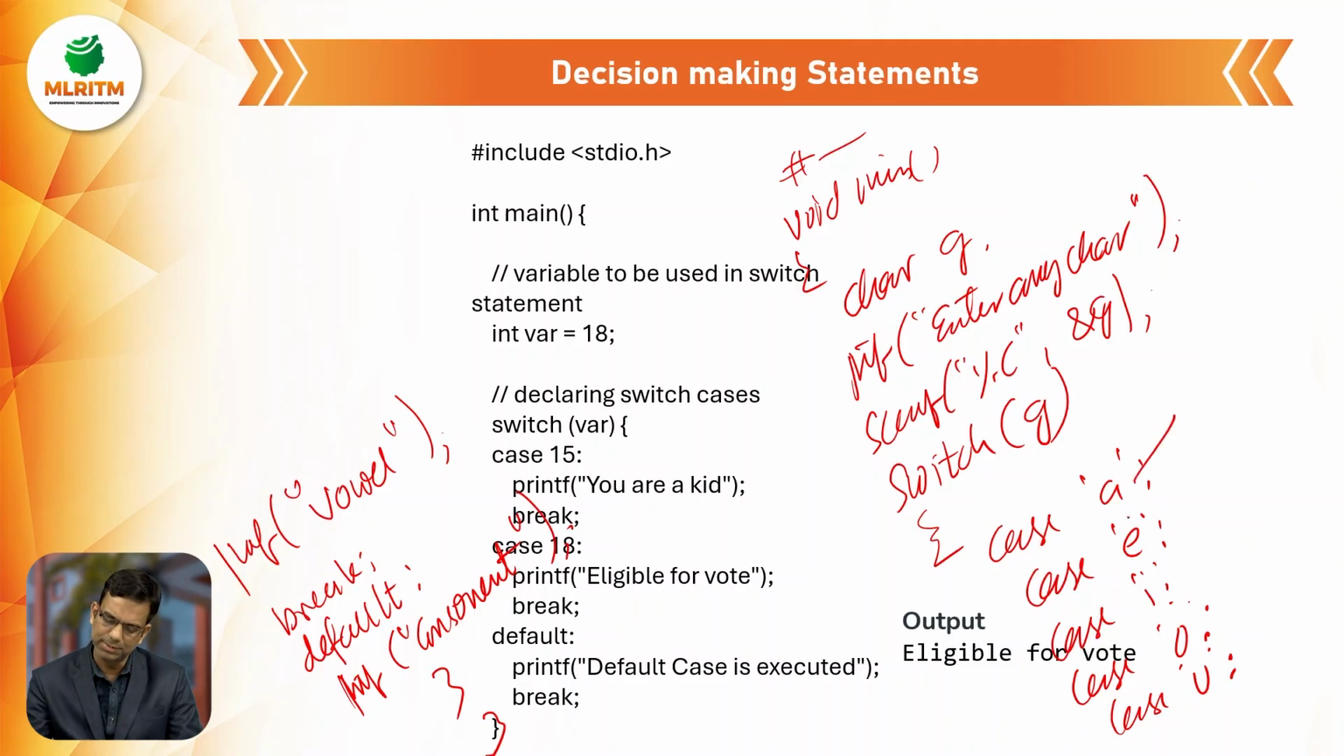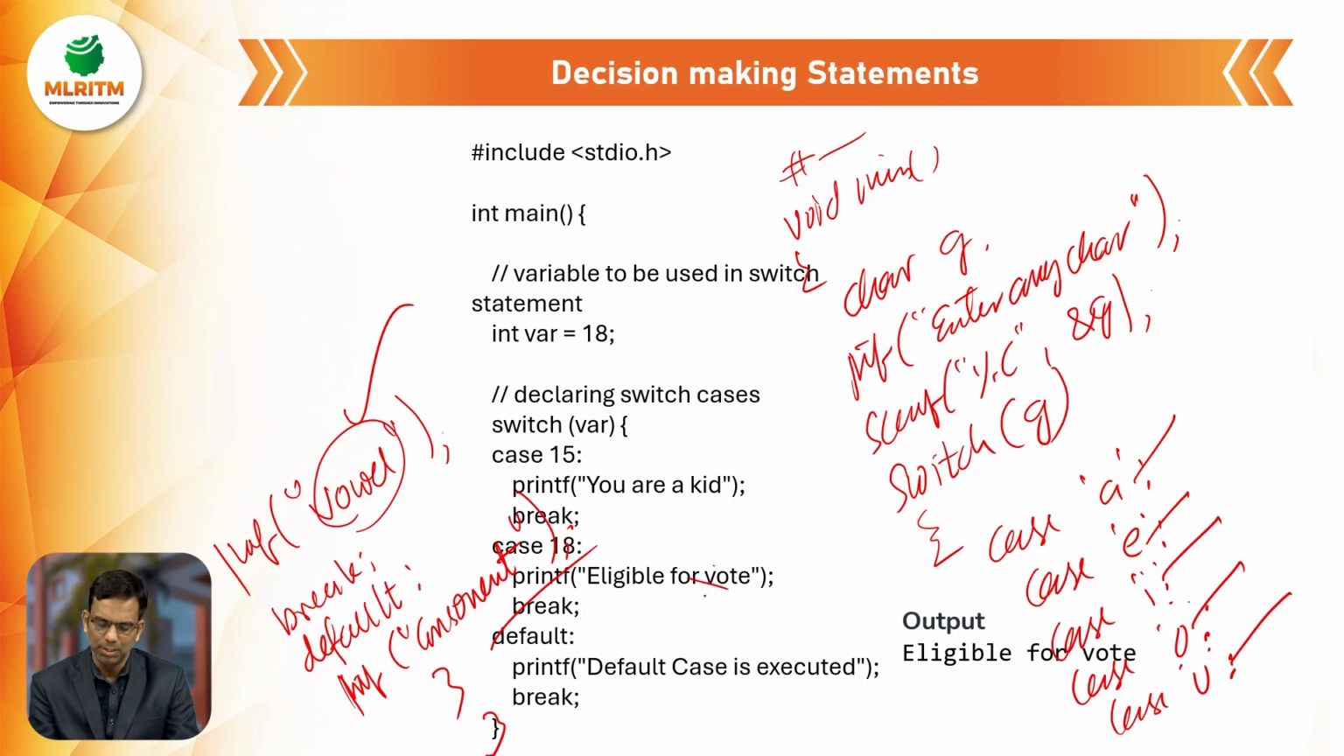There are many cases, and all the many cases are declared under one format. Like case A, case E, case I, case O, case U, I have given 5. For all those 5 case values, I am giving only one statement, that is printf vowel. Else or default, break, default, consonant. Now if you enter any one character, that is A or E or I or O or U among the given 5 characters, if your character matches, then the answer will be vowel.